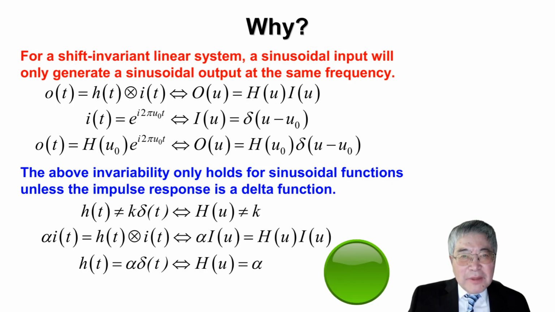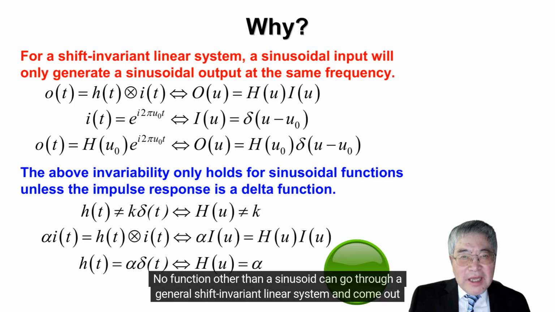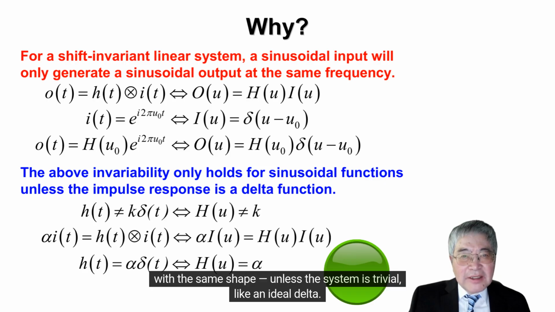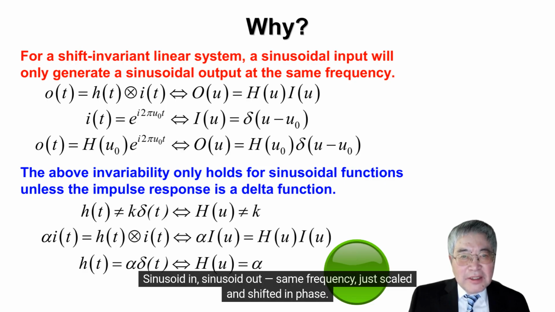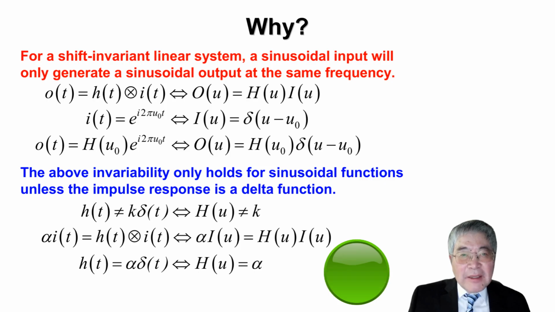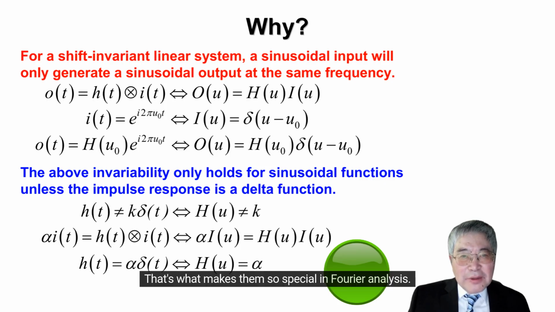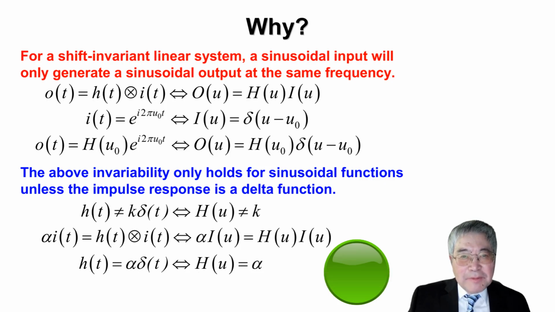That tells us no function other than a sinusoid can go through a general shift invariant linear system and come out with the same shape unless the system is trivial, like an ideal delta. Only sinusoids have this amazing property. Sinusoid in, sinusoid out, same frequency, just scaled and shifted in phase. That's what makes them so special in Fourier analysis.